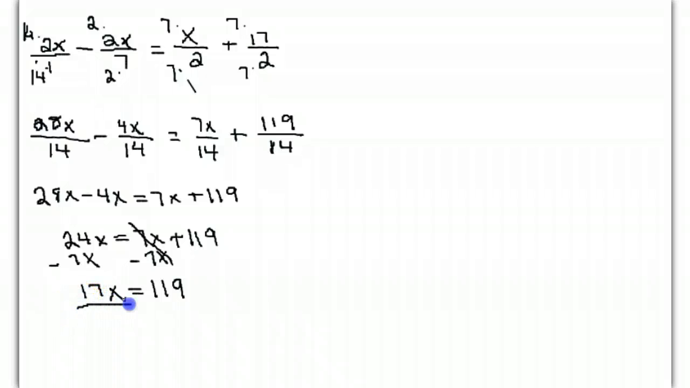You've got to divide by 17, because that's 17 times x, and the way to undo it is by the opposite. And then what would that get you? 119 divided by 17 is 7. So the answer is x equal to 7.